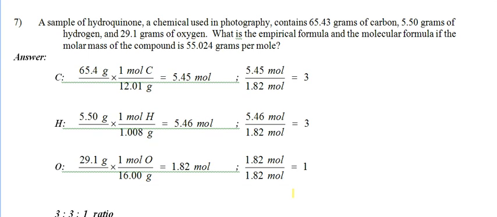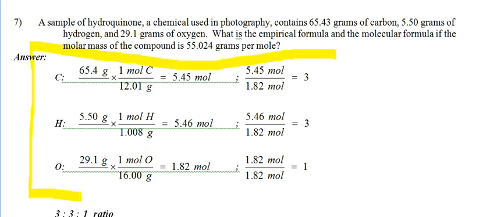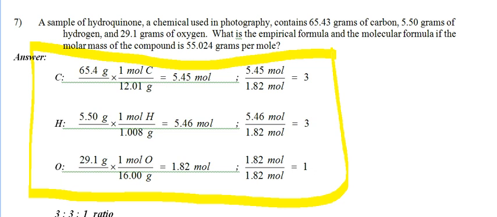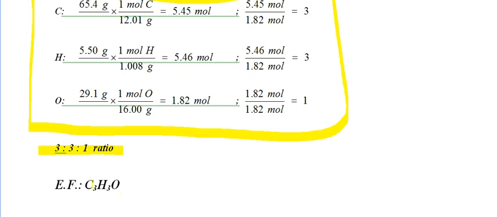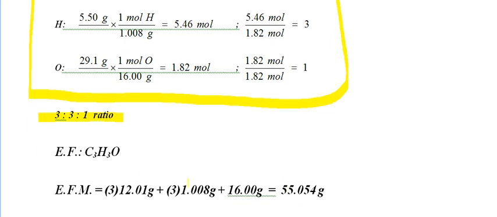So again, same thing. Find the empirical formula first, and so we find out how many moles and then determine the mole ratio. So we have a 3 to 3 to 1 ratio, which means that our empirical formula is C3H3O. Okay. And then we have to find the empirical formula mass based on our empirical formula. So this is something that you will always have to do, okay, when doing these types of problems.